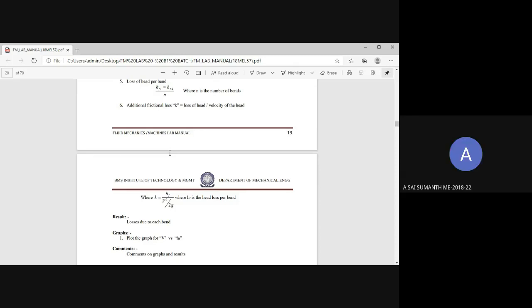Okay, over. Shall I give the readings now? Yes, sir. Okay, there are 4 sets of readings. First one is trial one. I am giving the reading for both with bend and without bend.